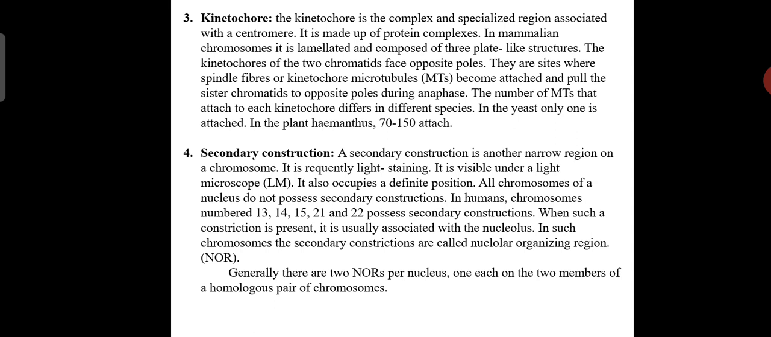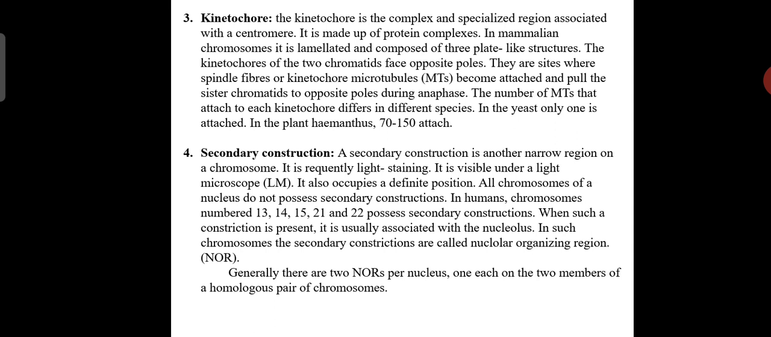And next is the secondary constriction. So the secondary constriction is another narrow region like the primary constriction on a chromosome. It is frequently lightly staining. It is visible under a light microscope. It also occupies a definite position. Right, all chromosomes of a nucleus do not possess secondary constriction. Only a few, like human chromosome number 13, 14, 15, 21 and 22, possess secondary constriction.